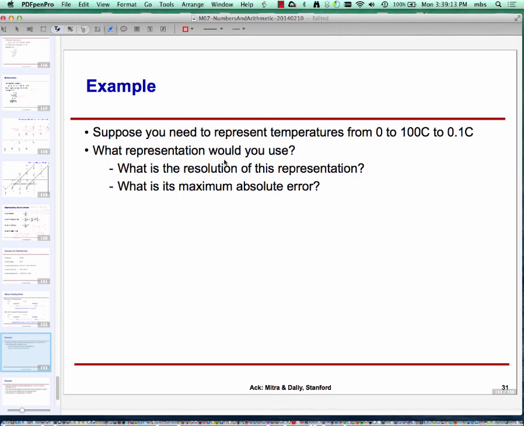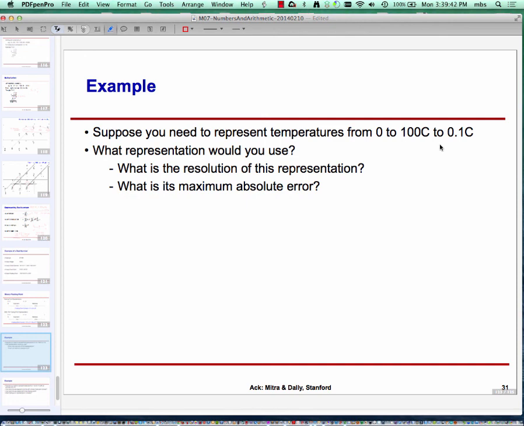Okay, if you want to represent, let's say, temperatures, 0 to 100 degrees Celsius in 0.1 degree resolution, some sort of temperature sensor, you might say, okay, it's a real number, let's just use double. But it will be way overkill because we have given you a lot of information. 0 to 100 in 0.1 degree steps, so I know the range, I know the resolution. I can probably map it into a fixed point representation and be done with it.